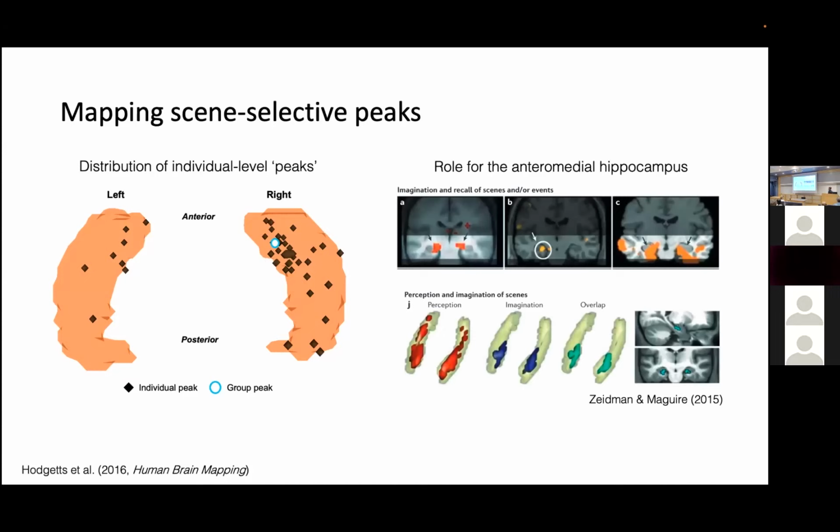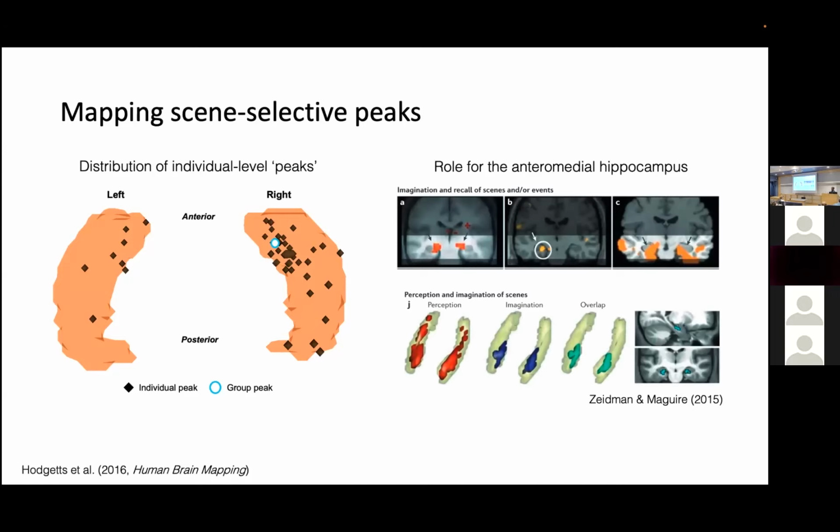And this is interesting because it converges with a whole body of work that was also reviewed by Simon and McGuire in 2015, which shows that you get this similar anteromedial hotspot appearing in several tasks that involve the perception and imagination of scenes, but also in tasks involving navigation, autobiographical memory, and so on. So this is an interesting study in two ways.